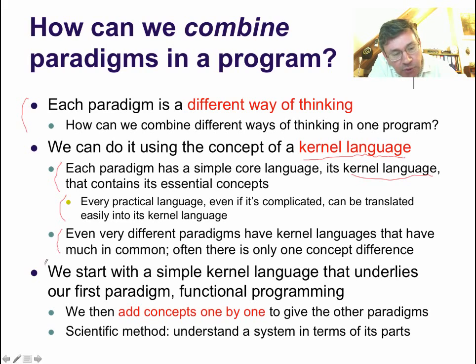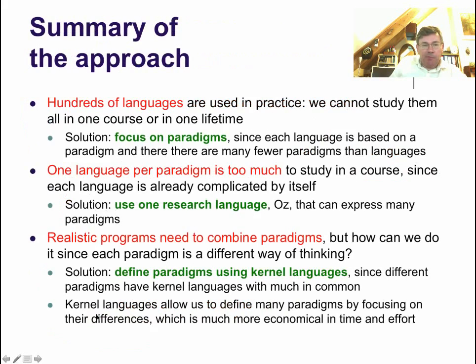So what we'll do is start with a simple paradigm, the simplest one. Our first paradigm will be functional programming, which has the simplest kernel language. And then we will add concepts one by one to give the other paradigms. This is in some sense an application of the scientific method, understanding a system by decomposing it into its component parts and then bringing those parts together.